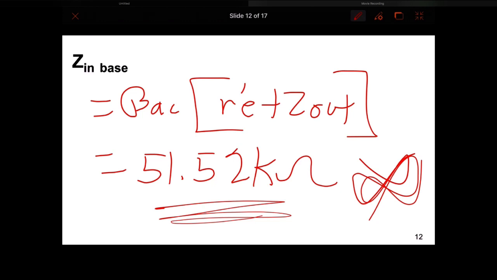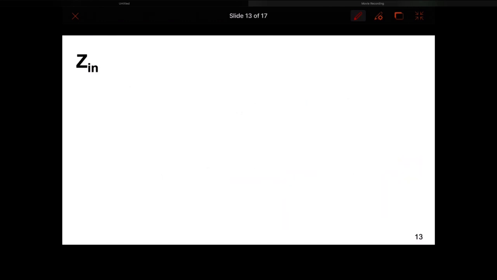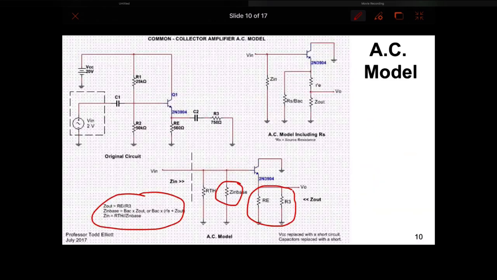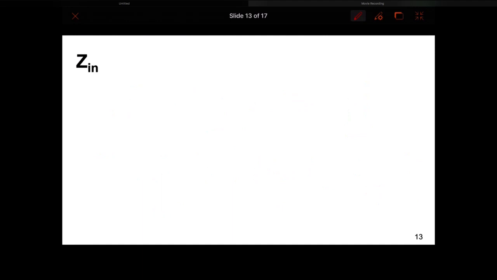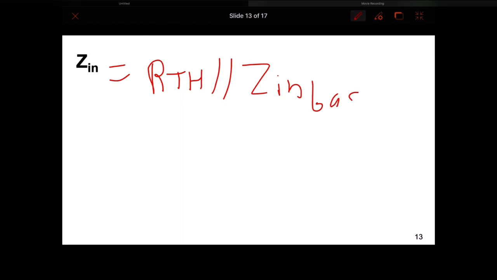Is that all right? Yeah, good. Let me just write this number down. 51.52 k ohms. Okay, Zn. Again, back to the diagram. Always back to the diagram. Zn is equal to RTH in parallel with Z in base, equals what?